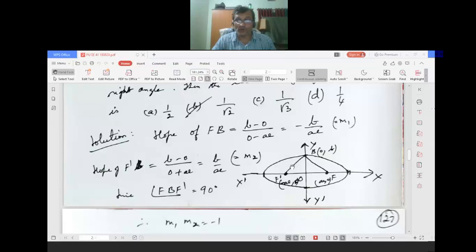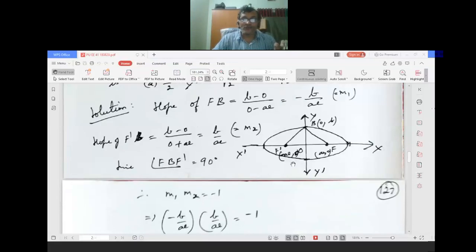Now you find the slope of BF dash or F dash B. So it will be again b minus 0 by 0 plus a, or it can also be 0 minus b by minus a minus 0, same thing. So we get b by a here, that is m2. This slope m1 is minus b by a, and this slope m2 is b by a.